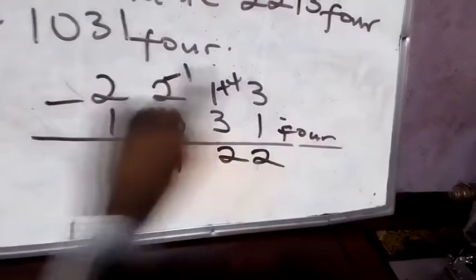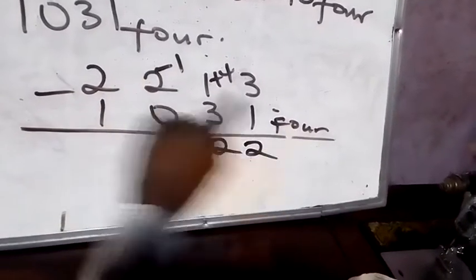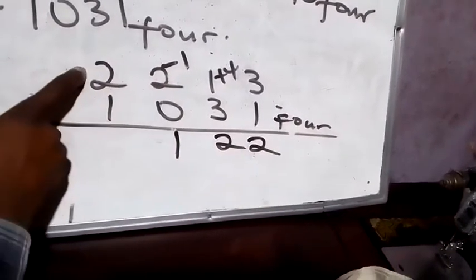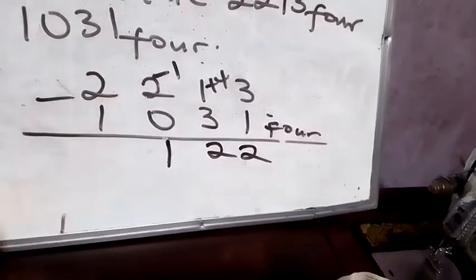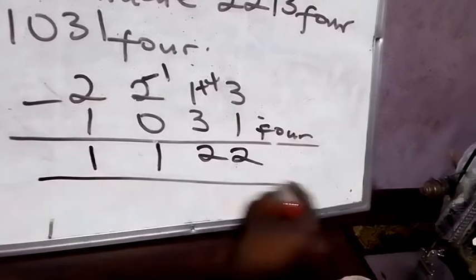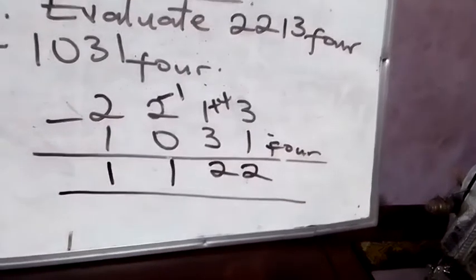Don't forget, I didn't carry base to this place. So since I don't carry base to this place, nothing will tamper with this one. So this one still remains its own 2. So 2 minus 1, that is 1. So the answer is 1, 1, 2, 2. So let's take a look at another one.